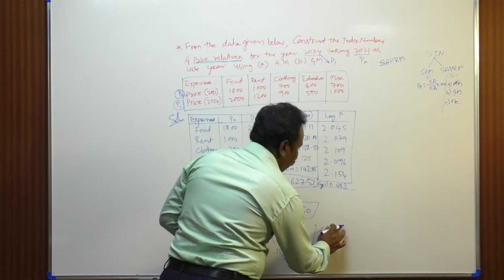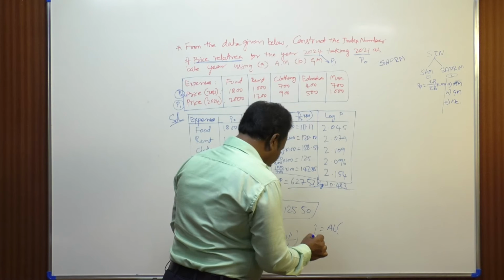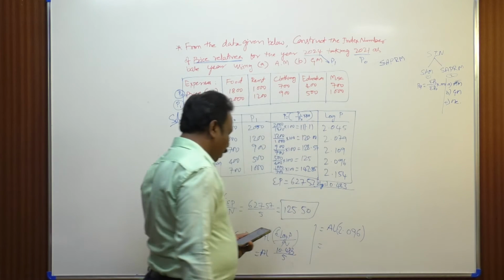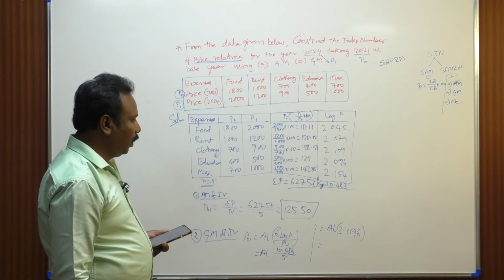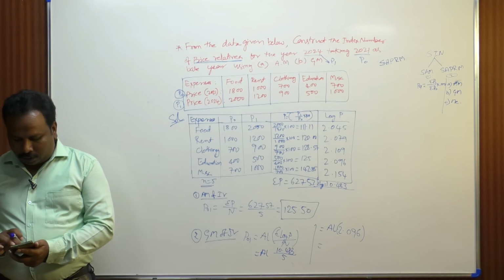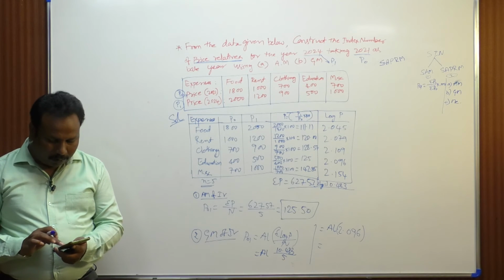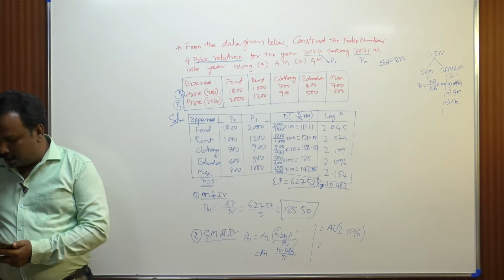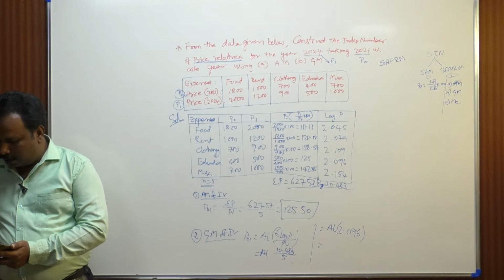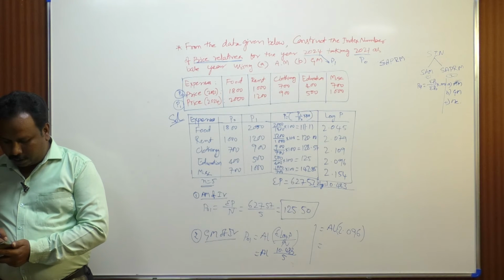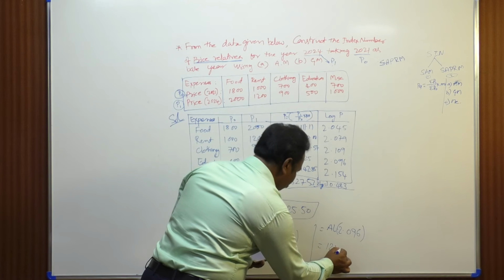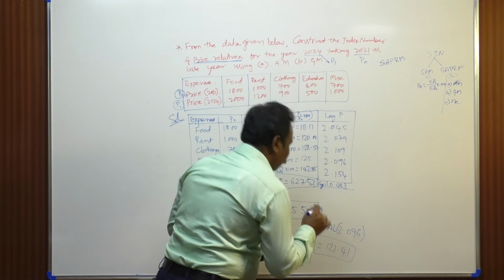anti-log of 2.096. Anti-log of 2.096 can be calculated as 120.6 divided by 2.082 base, that is 121.41, which is the index value.